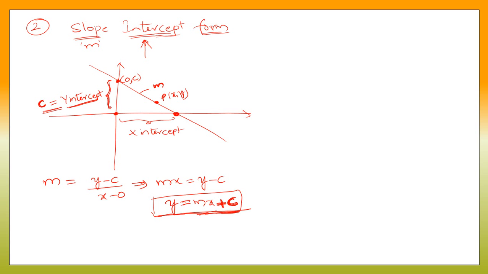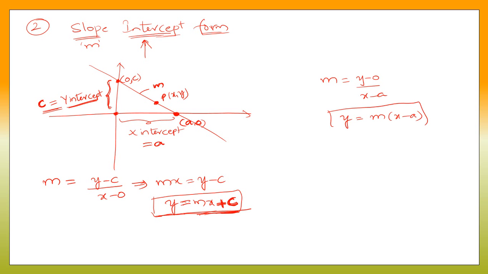So suppose the x intercept is equal to some a. That means this point becomes (a, 0), no? Because on the x axis the y coordinate is 0. So this is the point of locus and this is my point. By applying the slope formula, m is equal to (y minus 0) by (x minus a). So from this, what is the value of y? y is equal to m into (x minus a).